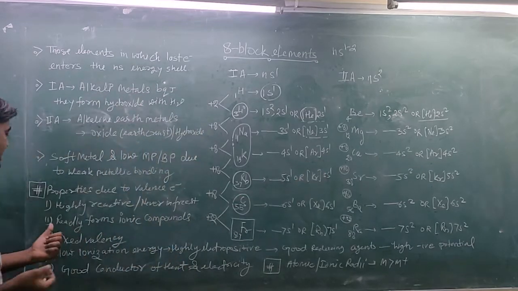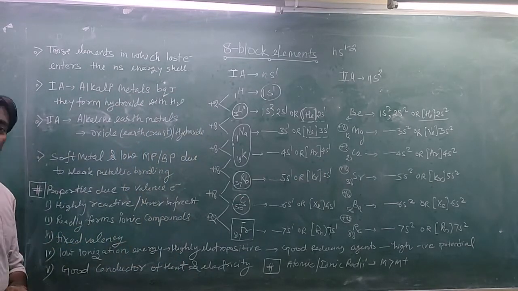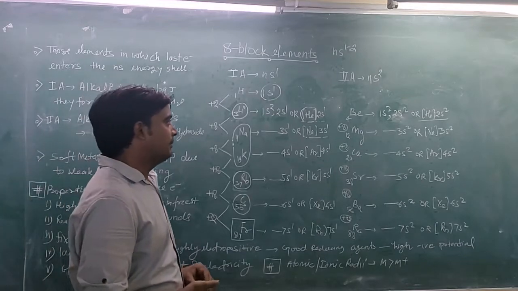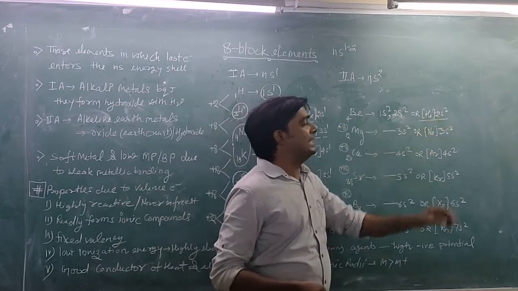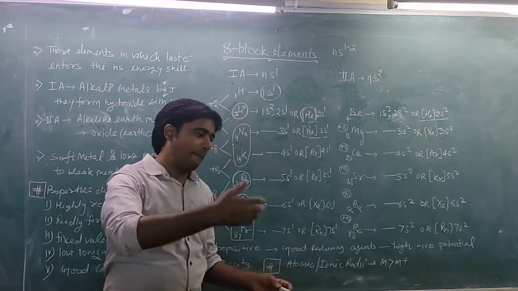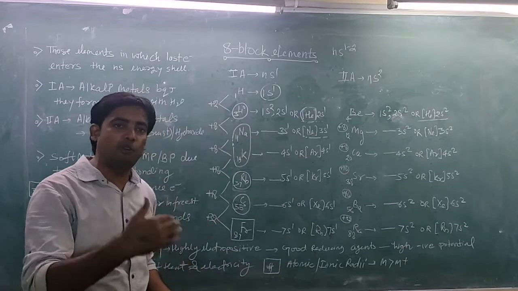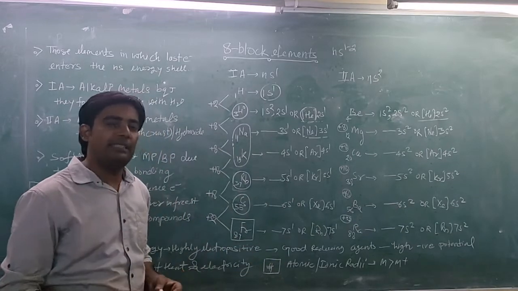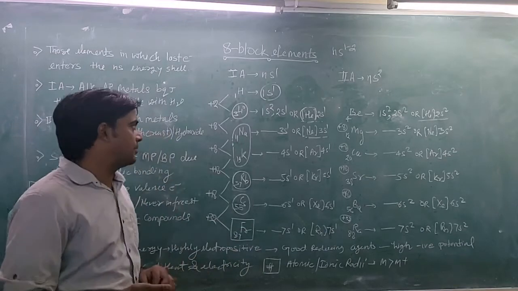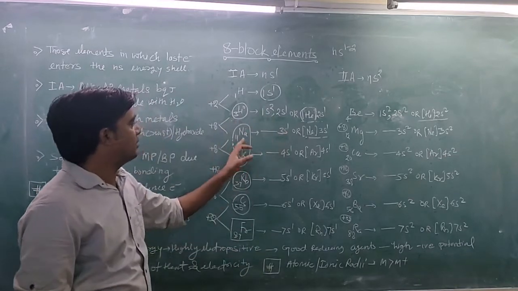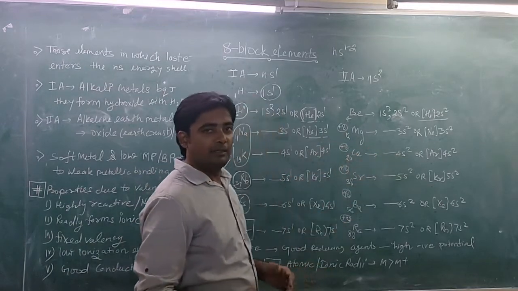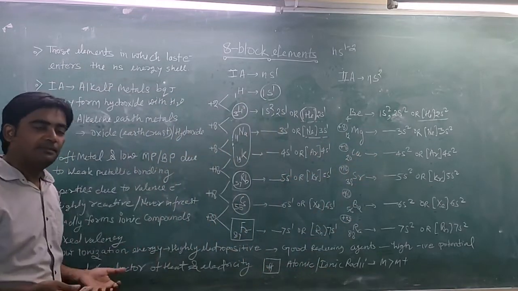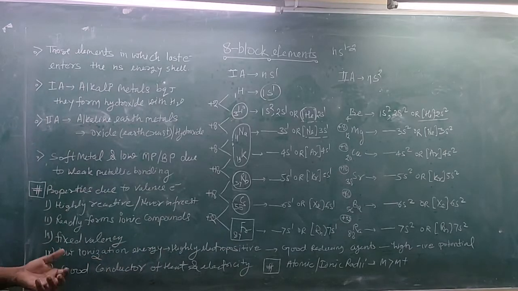Another point is that they readily form ionic compounds, because their valence electrons are loosely bound and can easily be removed or easily involved in bonding. That's why their compounds are mostly ionic compounds like lithium chloride, sodium chloride, potassium chloride, calcium chloride. So these compounds are mostly ionic, except for Be or Mg, which I will discuss.